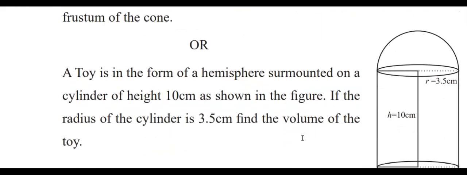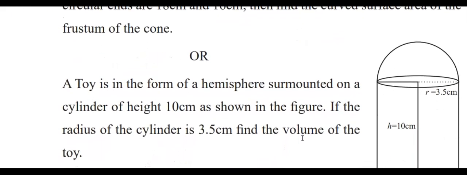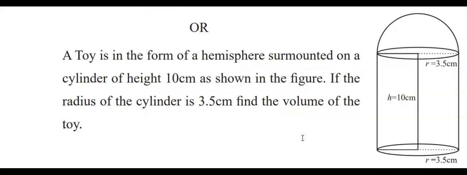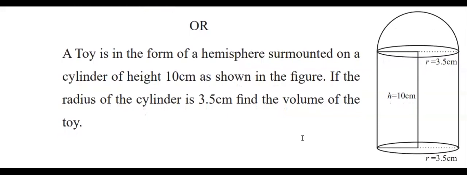Next question. In the same question number 21, there is a choice. A toy is in the form of a hemisphere surmounted on a cylinder of height 10 cm as shown in the figure. If the radius of the cylinder is 3.5 cm, find the volume of the toy.